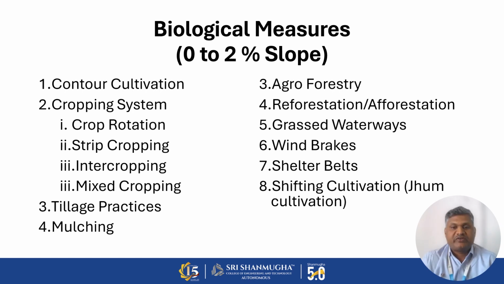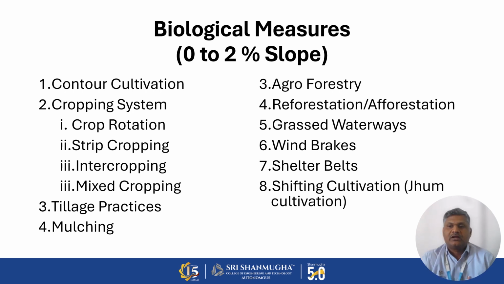And for grass waterways, the waterways are filled with grasses, so that this reduces the velocity of the flow and the soil erosion is restricted. Then windbreaks or shelter belts are practices followed for wind erosion, restricting the wind or conserving the soil from wind erosion. For windbreaks, we have to construct some structure to break the winds.